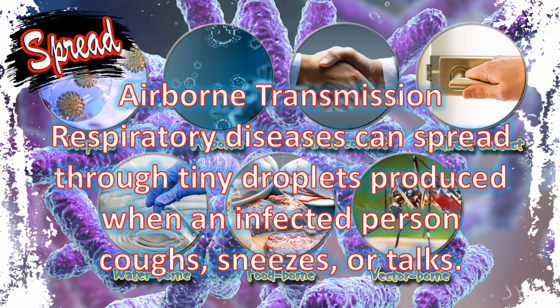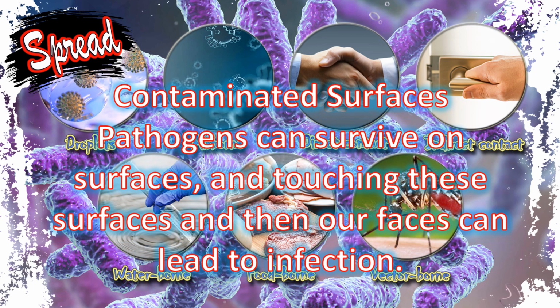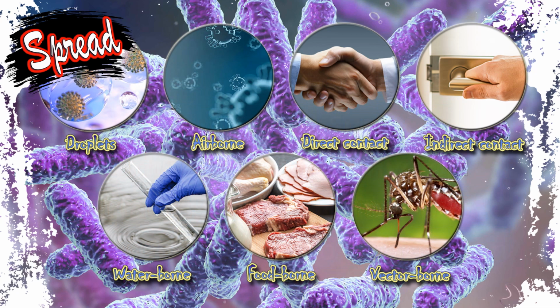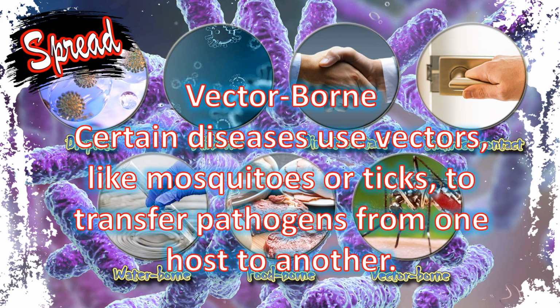Airborne transmission. Respiratory diseases can spread through tiny droplets produced when an infected person coughs, sneezes, or talks. Contaminated surfaces. Pathogens can survive on surfaces and touching these surfaces, and then our faces can lead to infection. Vector-borne. Certain diseases use vectors, like mosquitoes or ticks, to transfer pathogens from one host to another.